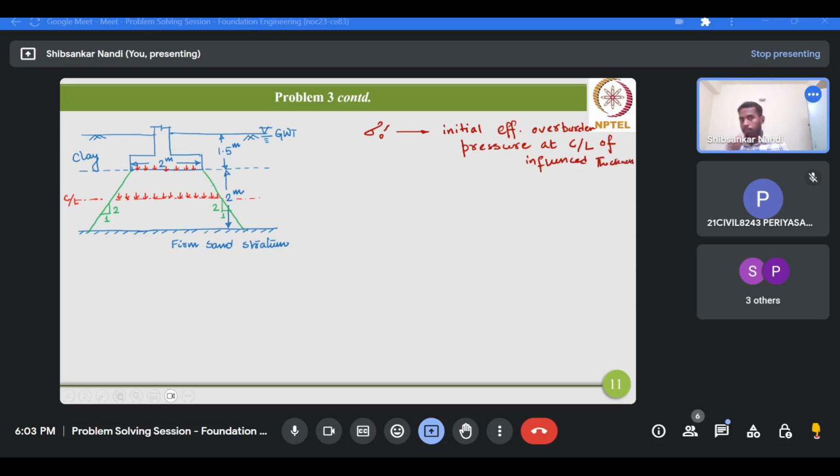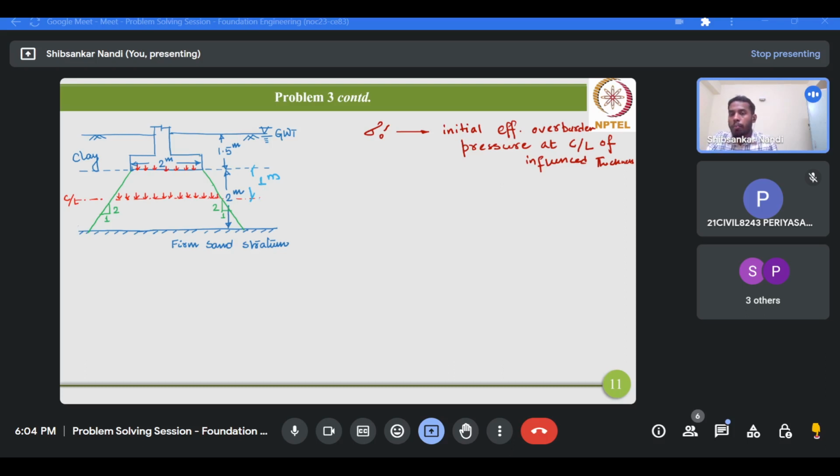So if you encounter in the field a scenario where within the influence zone there are 2 clay layers, and both clay layers have different properties, then you have to calculate this sigma 0 prime individually, meaning for layer 1 at the center line of layer 1, and then at the center line of layer 2. Okay, so for this problem it would be something like here. The center line is marked, so it would be 1 meter below the foundation level. Now what will be the effective stress at this level?